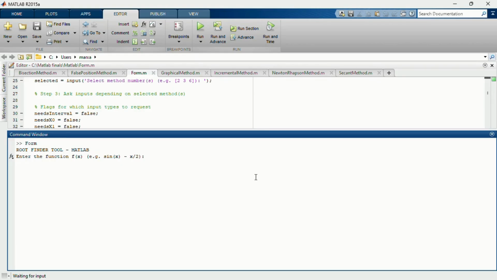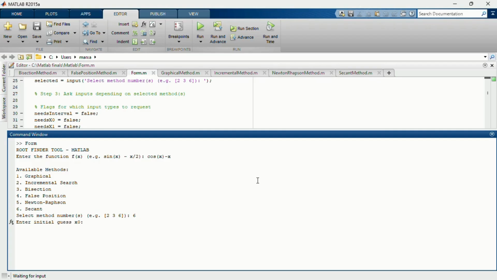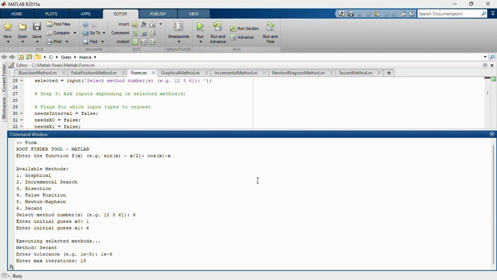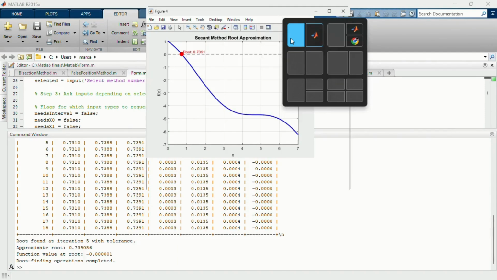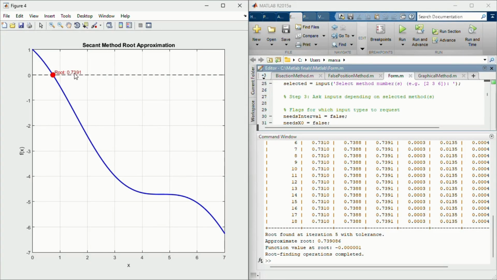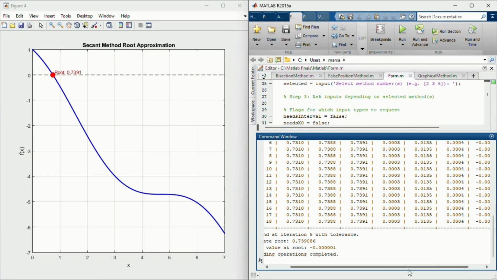So let's try cos x minus x. The second approximate, 1, 2, 6. Next iteration of, let's say, 8. So here it displays the root. The approximate root is 0.7391. Here is the iteration table.